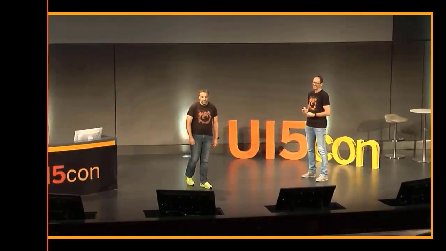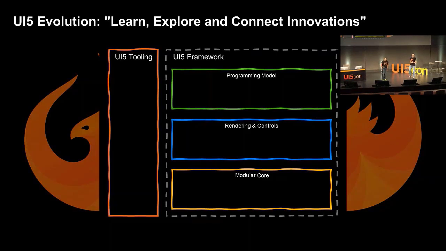So again, this year we organize our achievements, what we have done, in this pattern of the layered architecture of UI5 evolution. Therefore, we have again the modular core, the rendering and controls, the programming model and the tooling. And for the modular core, I want to just give you some insight on what has happened.